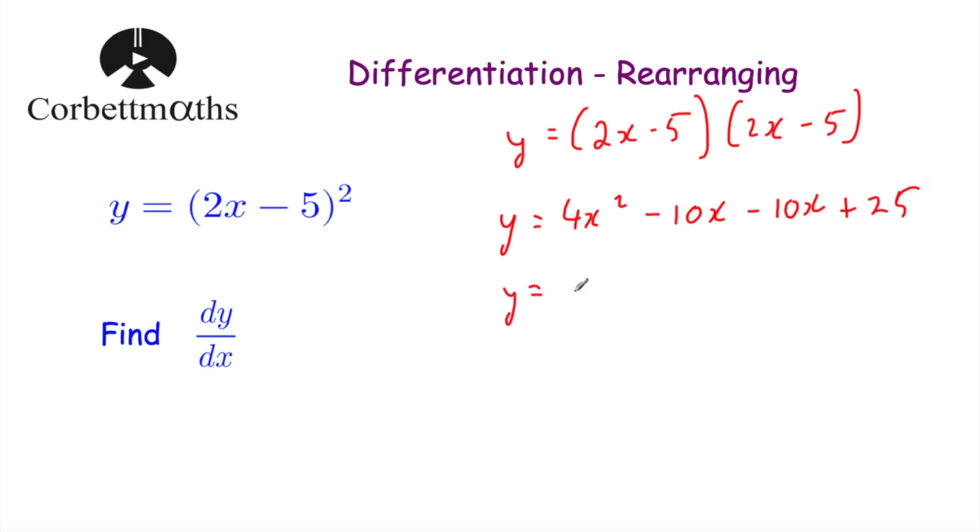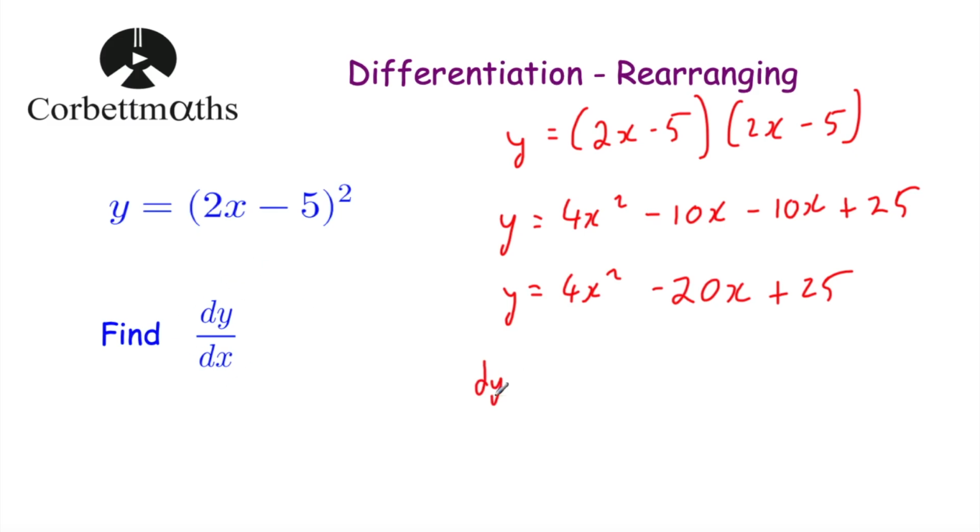Then y would be equal to 4x squared minus 10x, take away another 10x would be minus 20x, and then we've got our plus 25. So we've expanded our brackets and we've simplified. Now we still need to differentiate, so we need to differentiate now to find dy by dx.